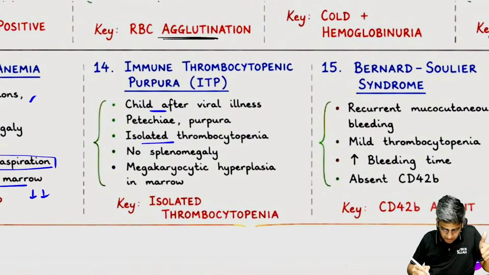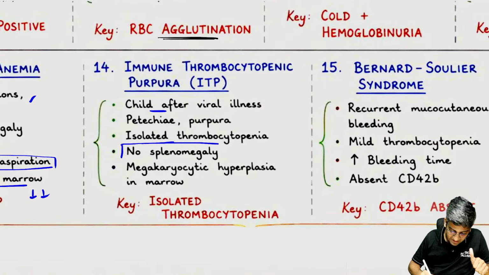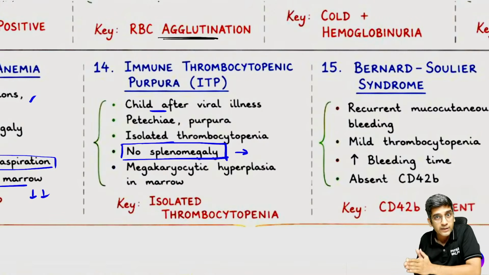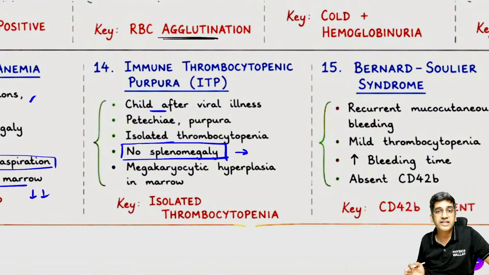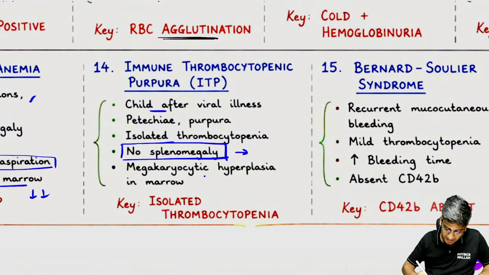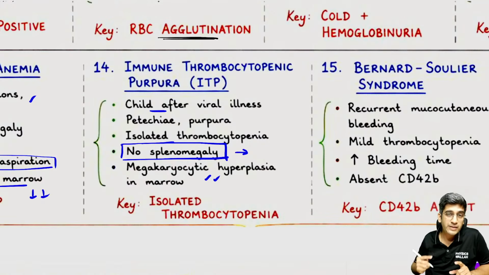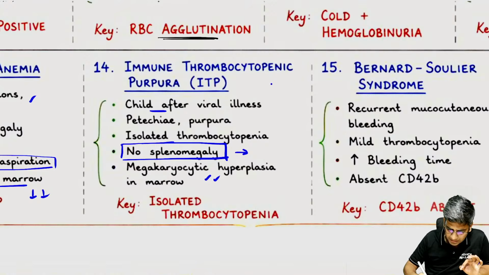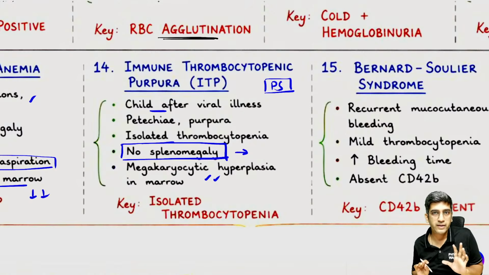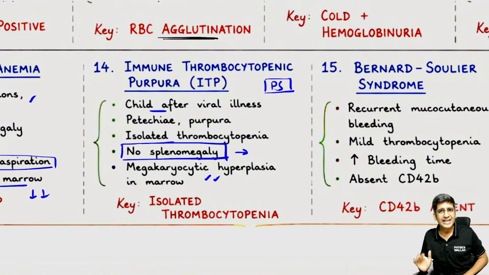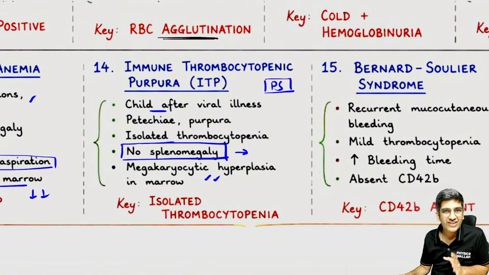Isolated thrombocytopenia, one of the most important things. This is very, very classical, right? Splenomegaly will not be there in ITP in spite of the platelets being destroyed in the spleen. Very, very important. And you will have more megakaryocytes in the bone marrow, right? Can anyone tell me what will be the peripheral smear finding in ITP? What will happen to the platelet morphology? MCQ, viva question, very important, right? Anyone?